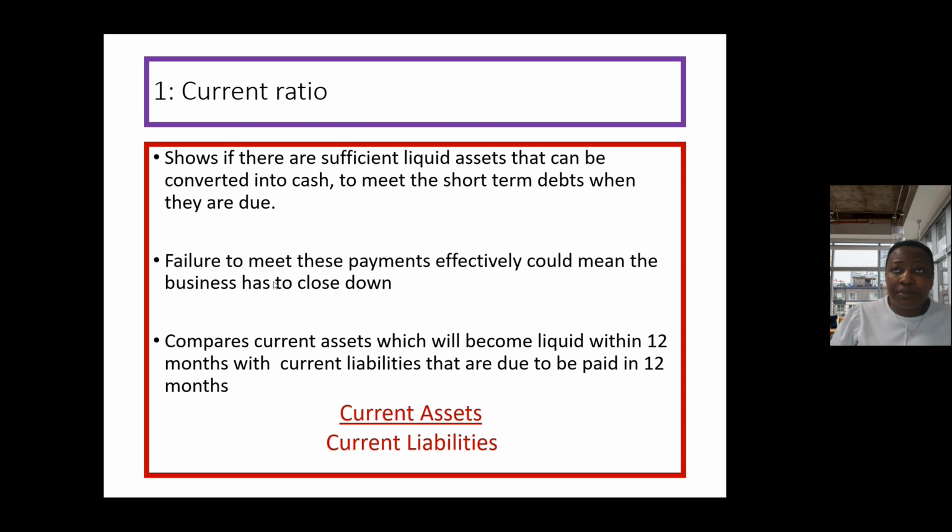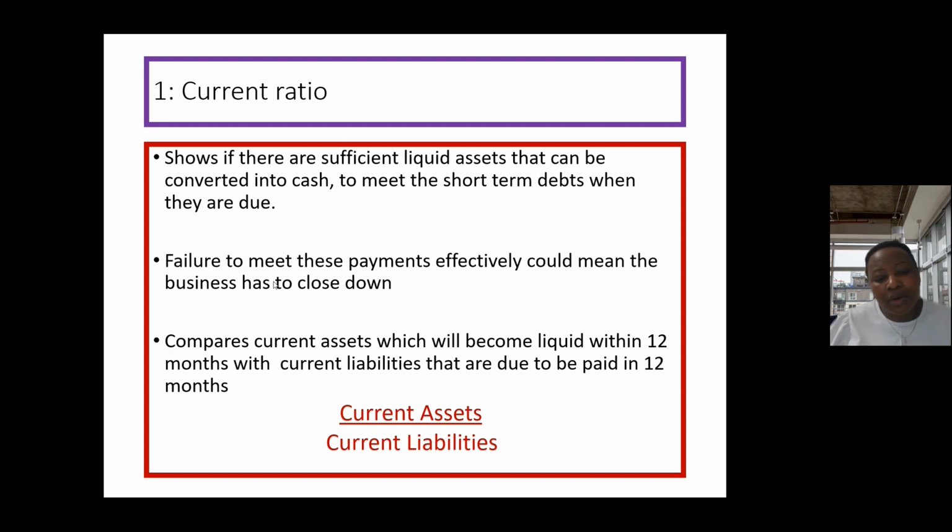Before I go there, the importance of knowing how easy it is for us to quickly convert our liquid assets, our current assets, to cash is that, imagine our creditors come to us for payment and we're unable to make payments. They can effectively close down our business. Failure for the business to meet the payments means that the business could be shut down.